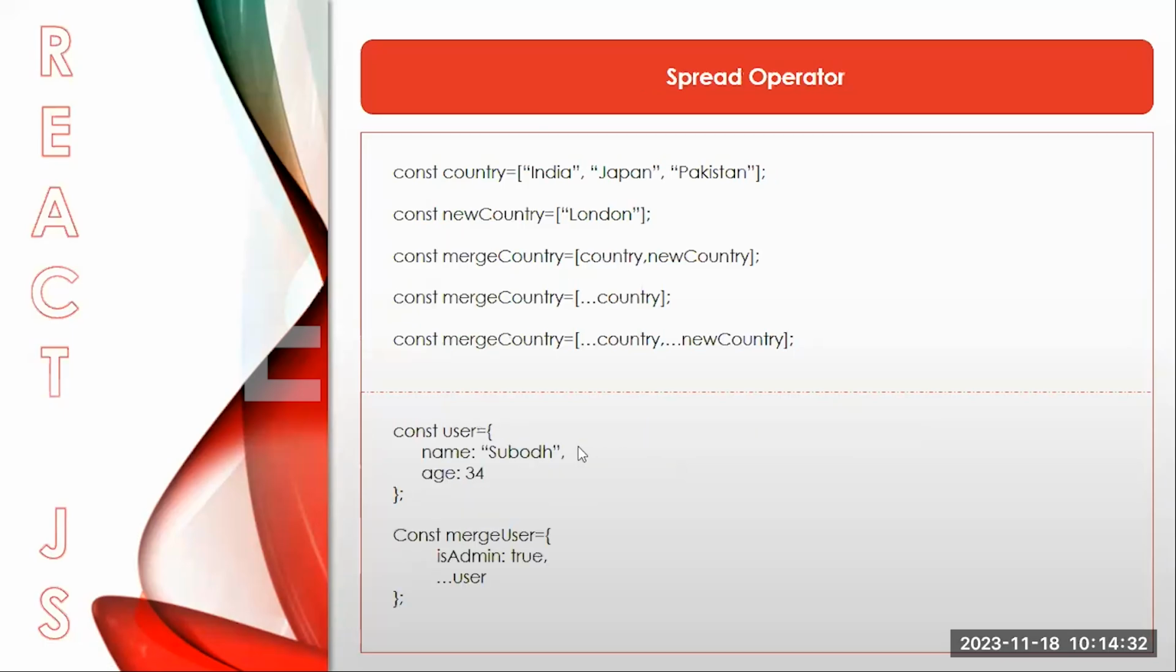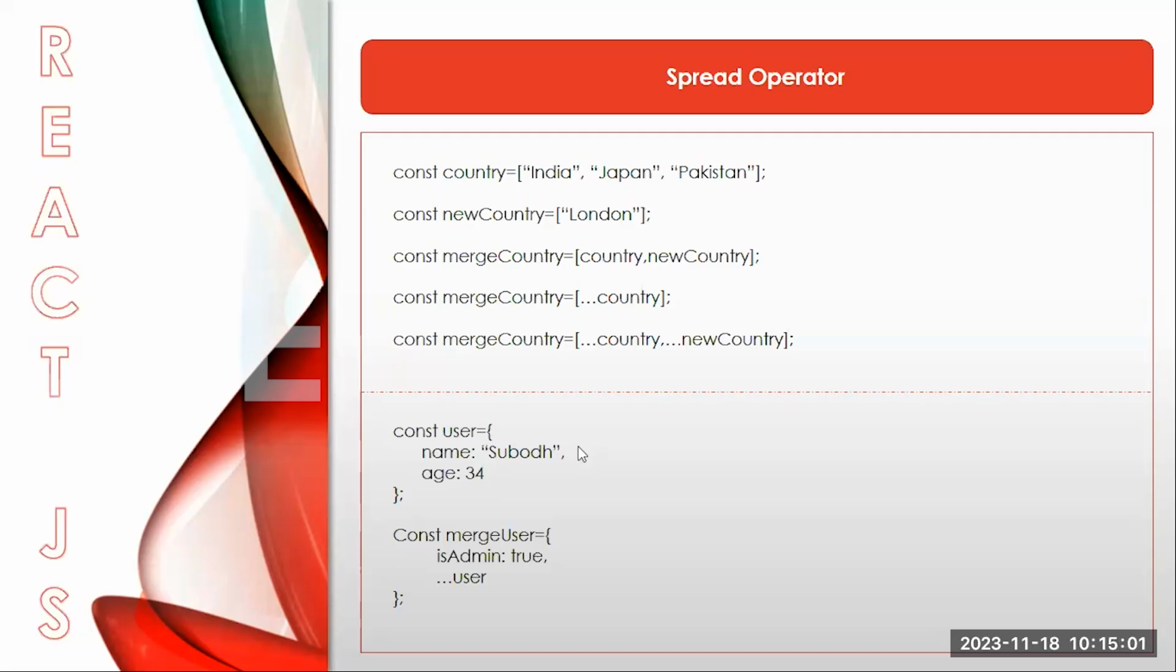Spread operators. Spread operators are very important operators in JavaScript, which are provided by JavaScript, not by React.js. You can use the spread operator inside JavaScript, inside React, inside Angular, any language which supports JavaScript. So what is the spread operator? The spread operator is a copy of the array elements.